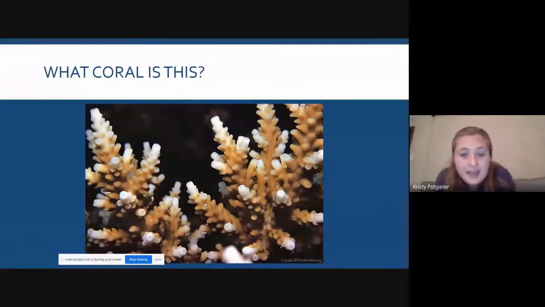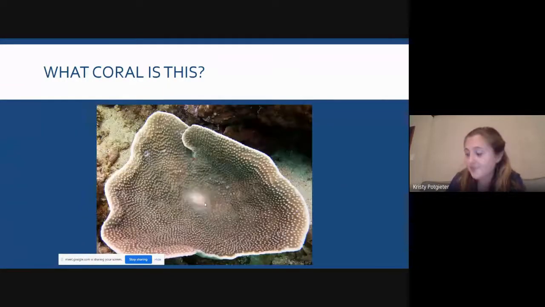Our next one, again, this is a nicer picture of those enlarged terminal polyps, okay? And this is more of a branching kind of growth form for this coral. So if you guessed Acropora, you got it right.